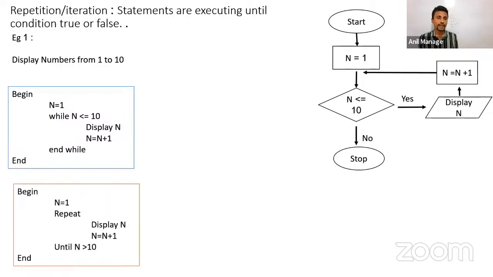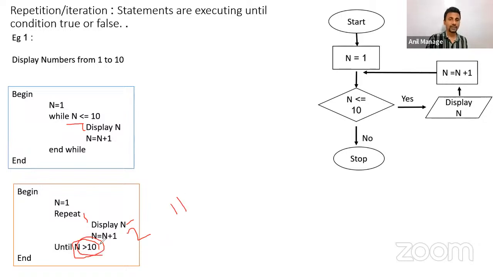Now repeat until. The difference between while and repeat until is that while works when the condition is true. With repeat until, the condition is n greater than 10. Now n at the beginning is 1. Display n 1, n equal n plus 1, n becomes 2. Is it greater than 10? No. The condition is false. So in repeat until it will work until the condition becomes true.